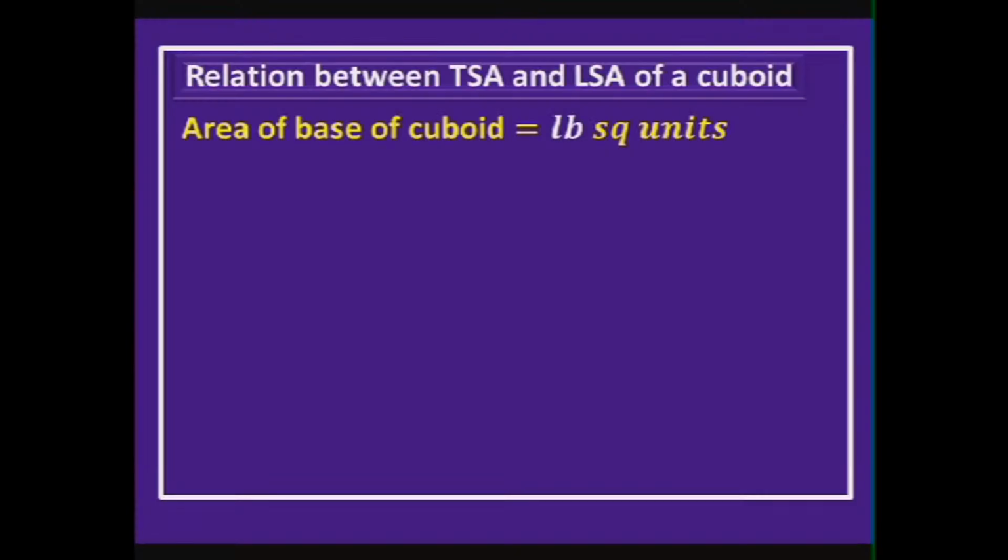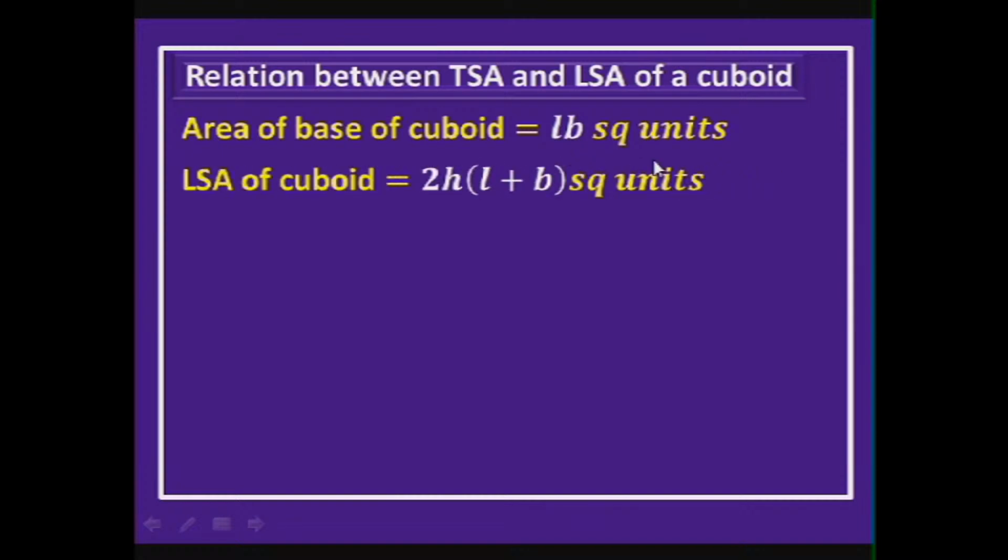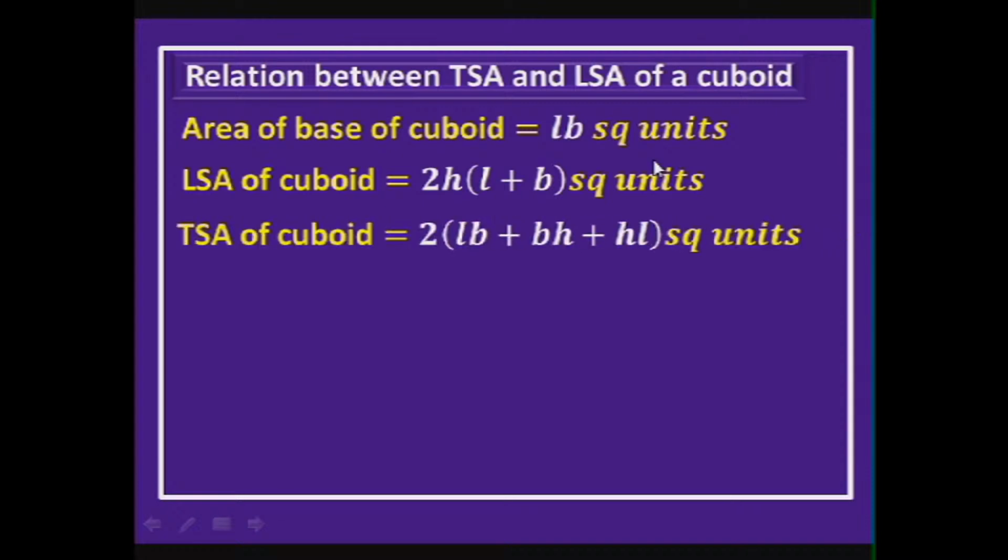Got it, children? So, children, let us learn about the relation between the total surface area and the lateral surface area of cuboid. Let us see. So, area of base of a cuboid. What is the base, children, of a cuboid? Yes, it is simply a rectangle. So, that means, area of base is nothing but area of rectangle, that is L into B square units. Then we have already learned that LSA of cuboid is 2H into (L plus B) and TSA of cuboid is 2 into (LB plus BH plus HL) square units.